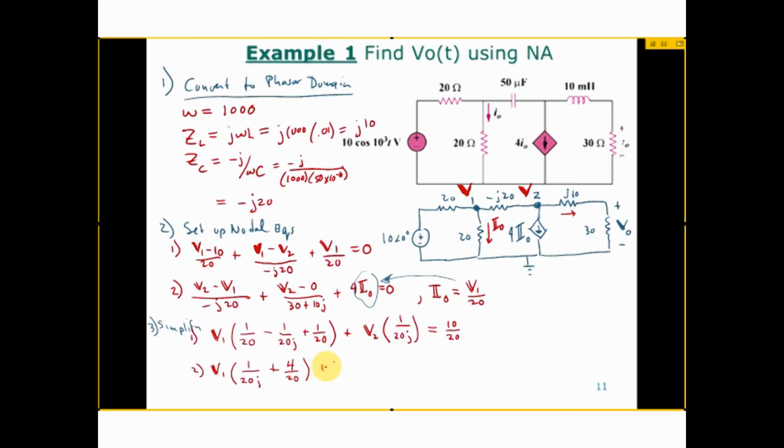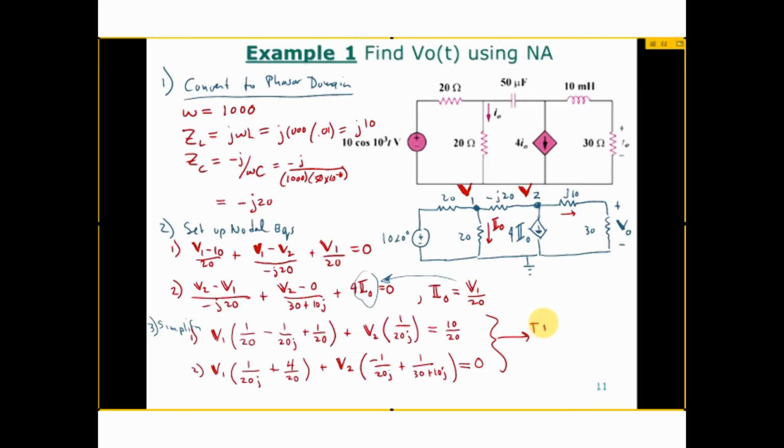And then there's going to be all the V2 terms. We've got a minus 1/20j plus, and you've got to do the whole denominator, plus 1/30 plus 10j. Anything else? V2 ones? I think that's it. And all that equals 0. Okay, this is as far as we have to go.